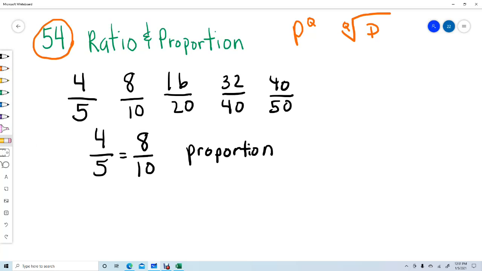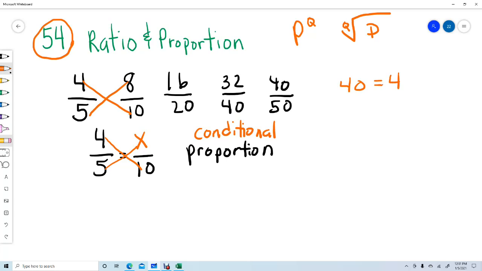When we have one of the numbers missing and it's replaced with a variable, I'll make it x to stand out, we call this a conditional proportion, and it's something we can solve. It's a math problem now. And the way we solve that, you may have heard of this before, is called cross multiplying. At least that's one way we can do it. In a true proportion, when we crisscross denominators and numerators, they should be equal. So for example, if I were to multiply 4 and 10, I would get 40. And if I were to multiply 8 and 5, I would get 40. We can see they're equal.